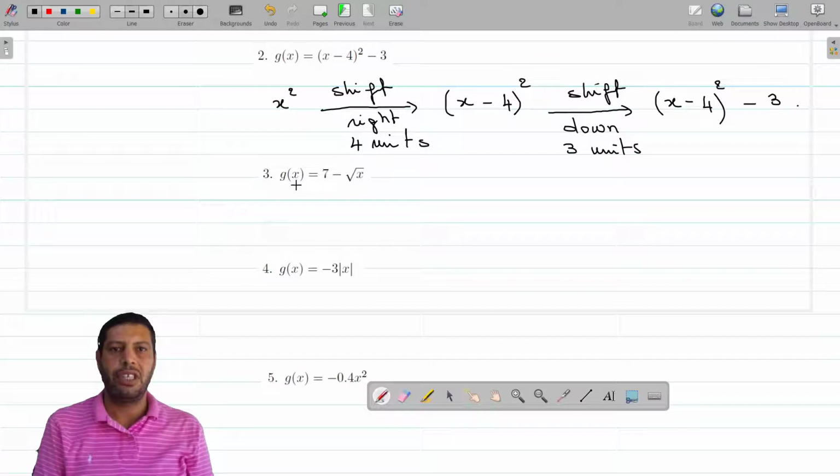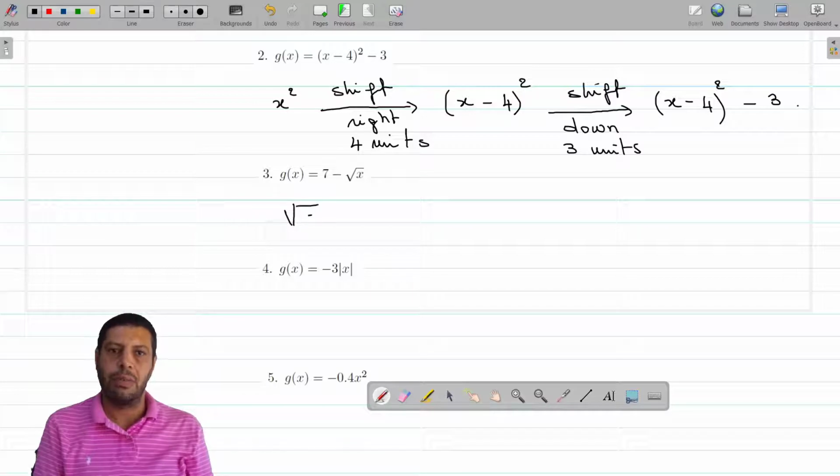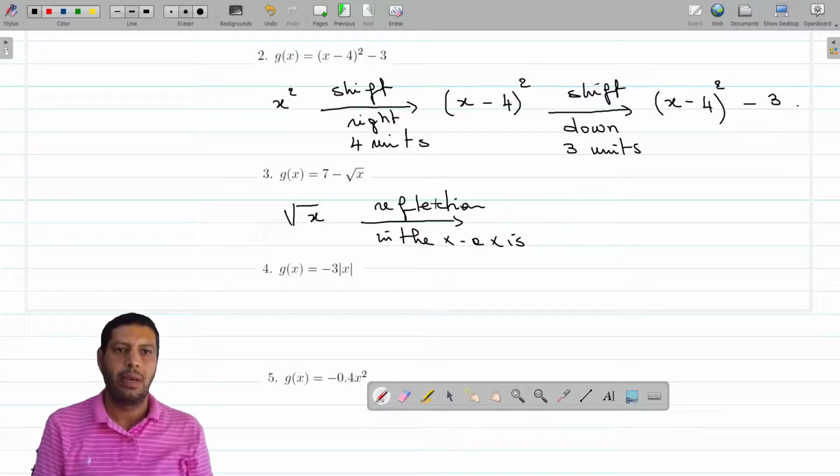Now let's move to number 3. In number 3, we have g of x equals 7 minus square root of x. Obviously, the basic function which will be used here is the square root of x, on which we'll apply a reflection in the x-axis to get the minus sign. After making this reflection, we're going to obtain negative square root of x.